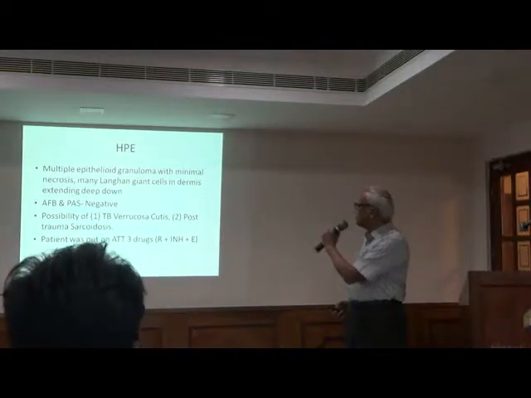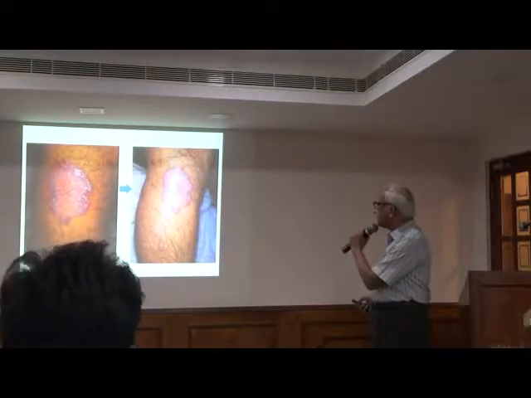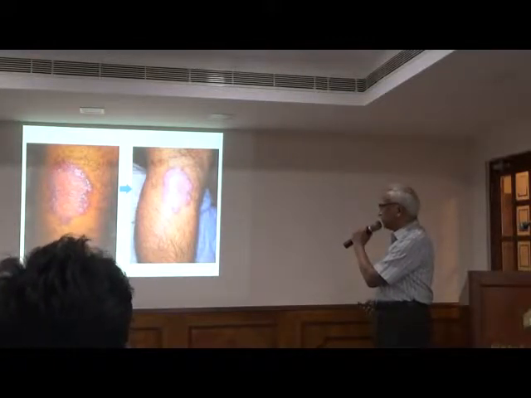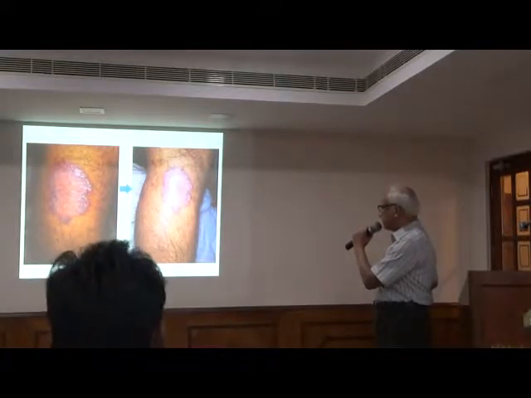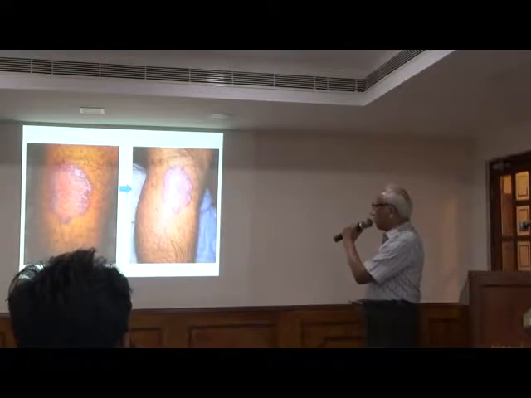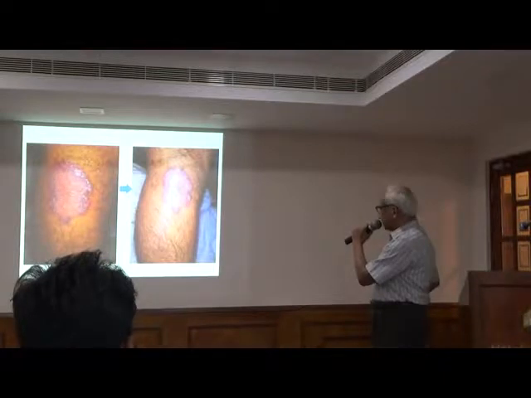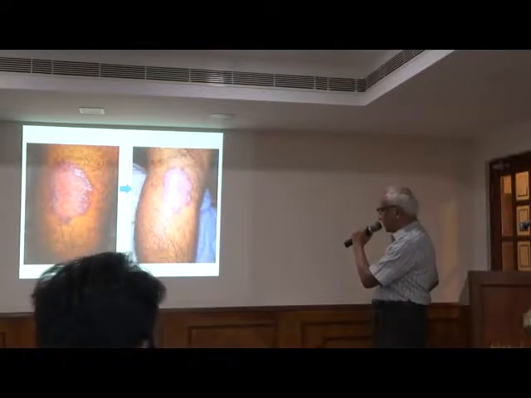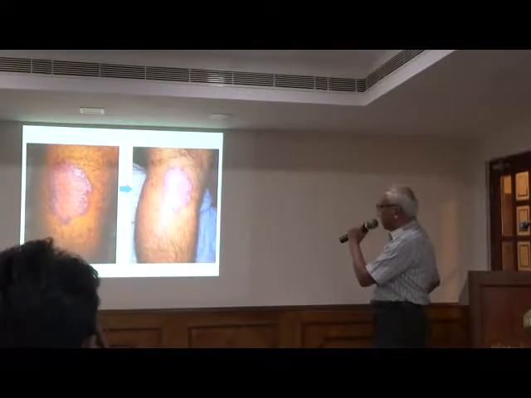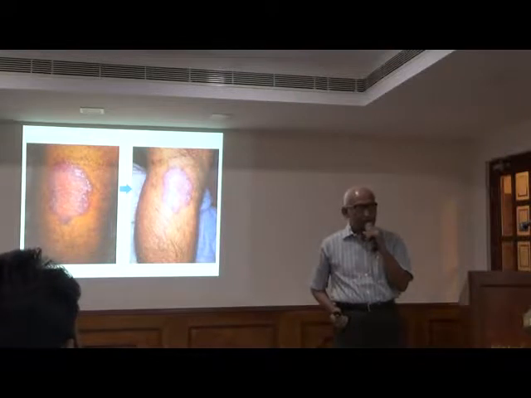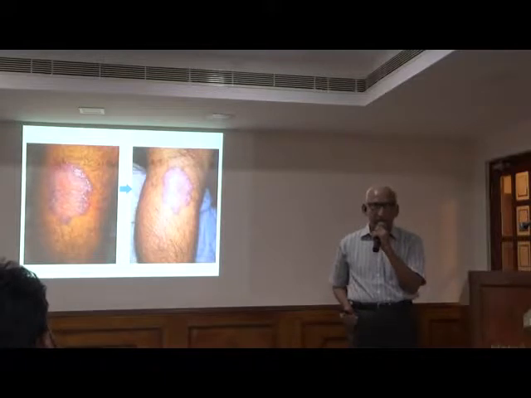We'll just go to the next slide. This was the earlier picture, and in a month's time you can see a significant change in the size as well as the quality of the skin lesions. The hyperkeratosis has come down, the scaling has come down, and the lesion has shown signs of healing with granulation tissue. So the patient has been asked to continue a full course of anti-tuberculosis therapy, and he is on the third month.